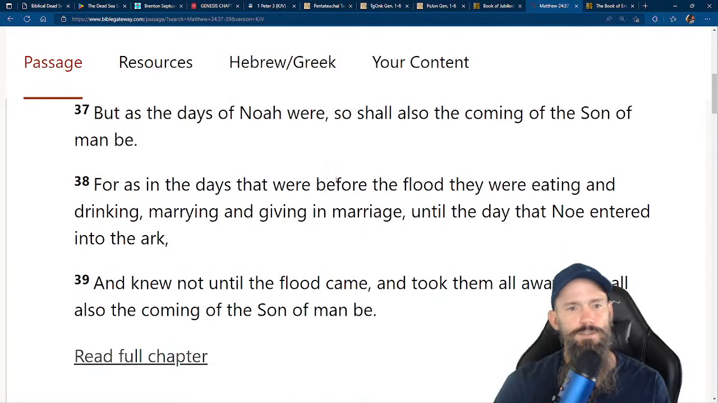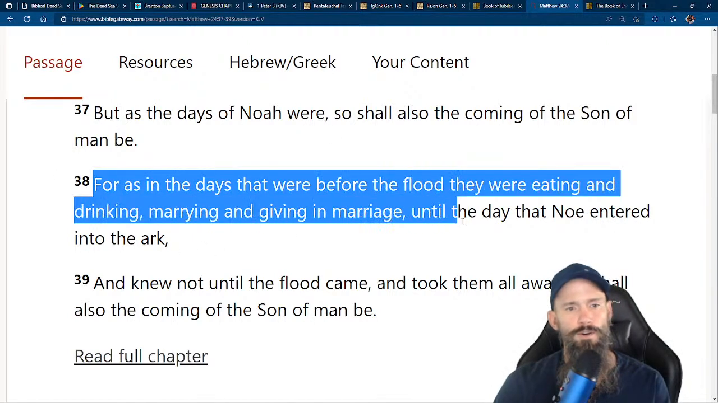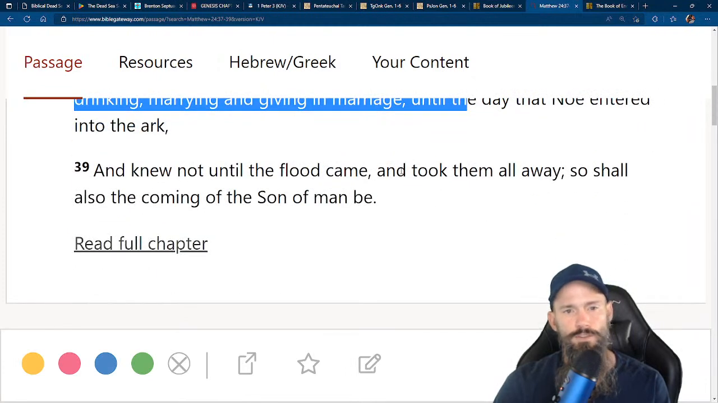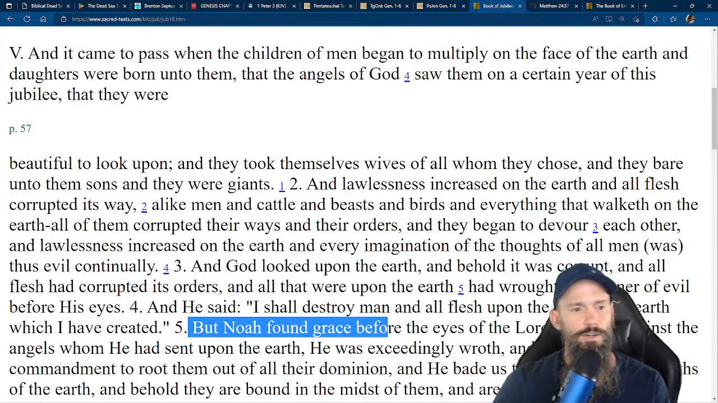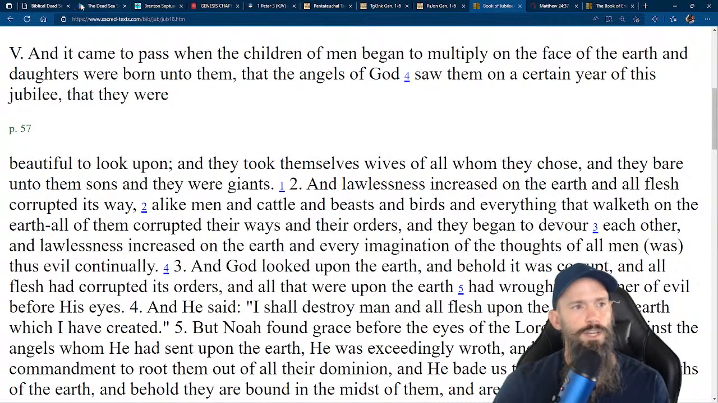For as in the days that were before the flood, they were eating and drinking, marrying and giving in marriage until the day that Noah entered into the ark. So, carrying on as normal. And knew not until the flood came and took them all away, so shall also the coming of the Son of Man be. Now we look here at Jubilees and Genesis.